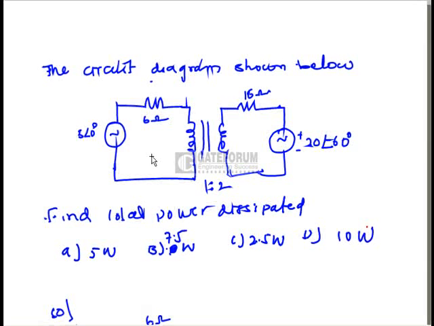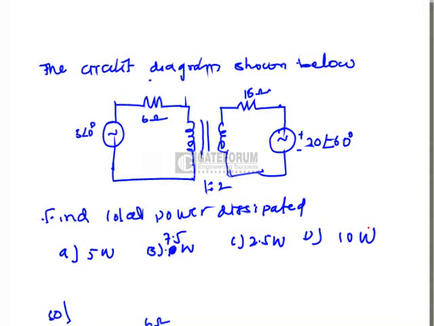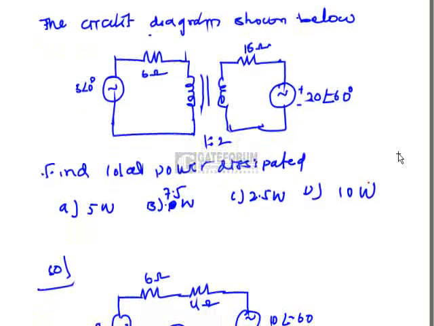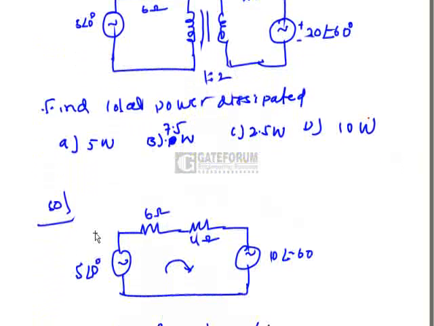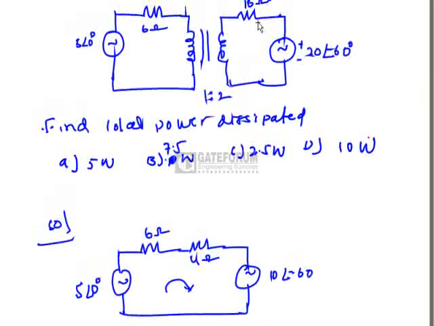The circuit diagram is shown below. This is a transformer circuit consisting of network elements. He is asking to find the total power dissipated. Here the total power dissipated is the total power generation in the network. First we will convert the transformer secondary elements to the primary, then we can solve. Since the transformation ratio is 2, 16 ohms transferred to the primary side is divided by k square, where k is 2, so we get 4 ohms.